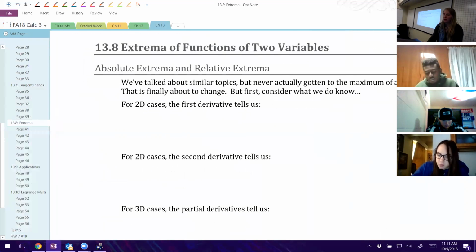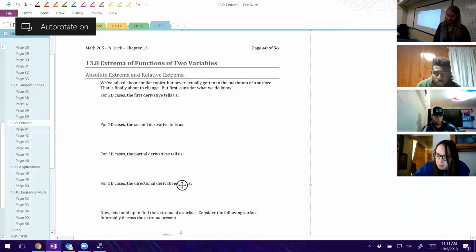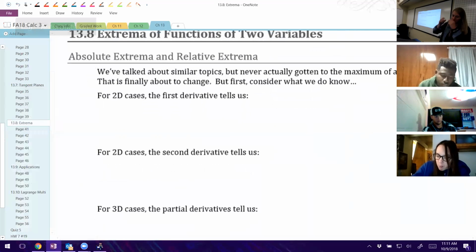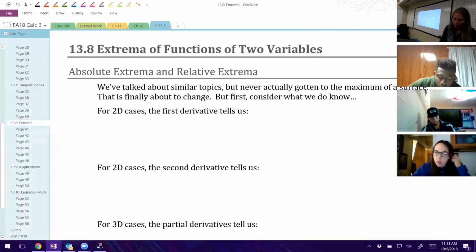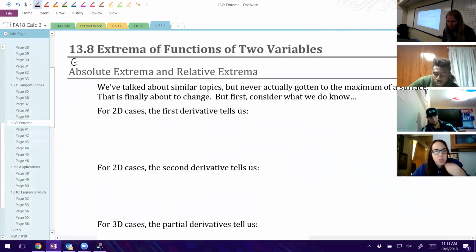So we'll get this started. Definitely not going to finish this, but we've got plenty of time to get through stuff. Absolute extrema and relative extrema. Other words we can call these: absolute are like global extrema, and relative are like local extrema.